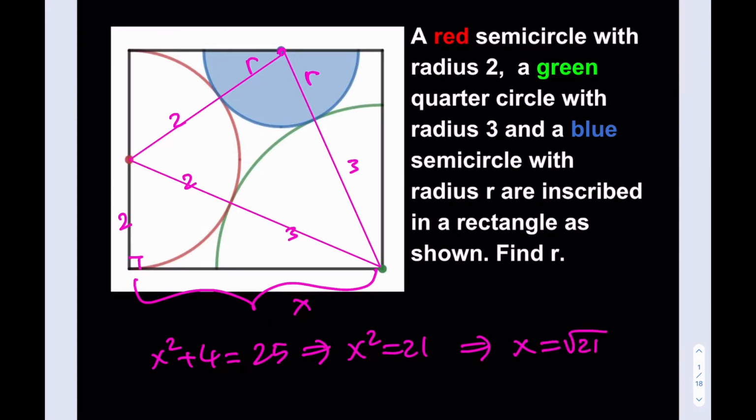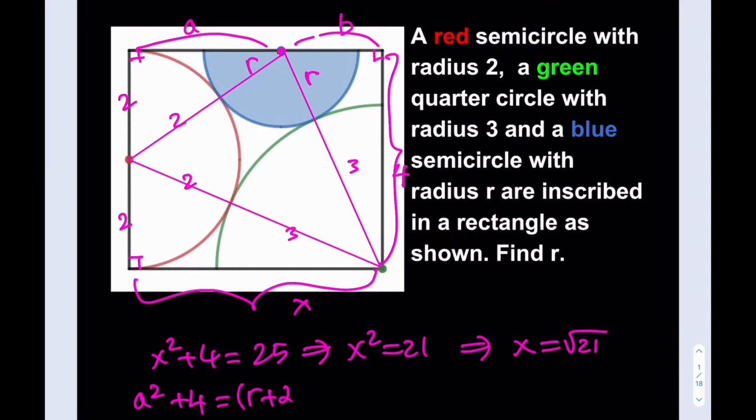Now, x is equal to this length plus this length. Using the Pythagorean theorem again, we can find those lengths. Let's call this a and this one b. This is a 2, and the whole thing is a 4 here, since this is the diameter of the red semicircle. So I can write a squared plus 4 is equal to (r plus 2) squared, and that is equivalent to r squared plus 4r plus 4. Then a squared equals r squared plus 4r.